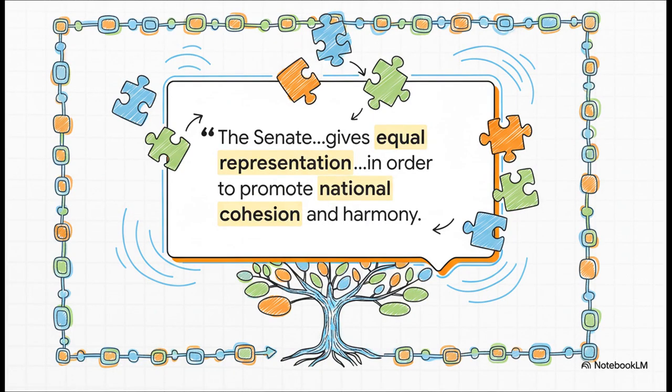So when you boil it all down, it comes back to this one core idea. This quote from the Senate's own materials just sums it up perfectly. The whole structure, from top to bottom, is designed to be a force for unity, to make sure that every single province has a guaranteed and equal stake in the future of the Federation.